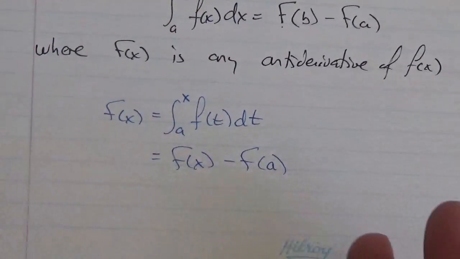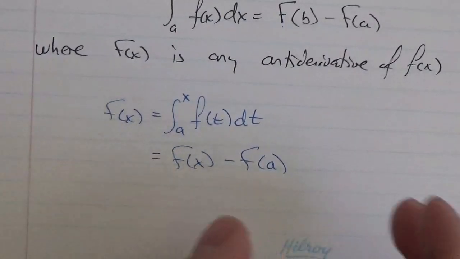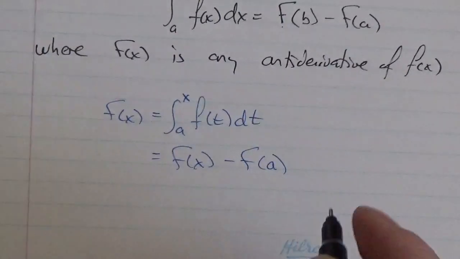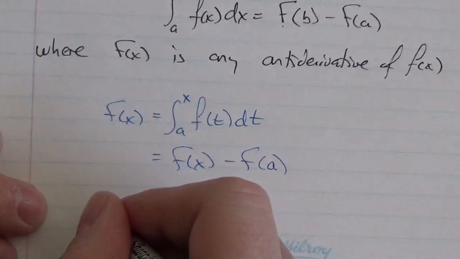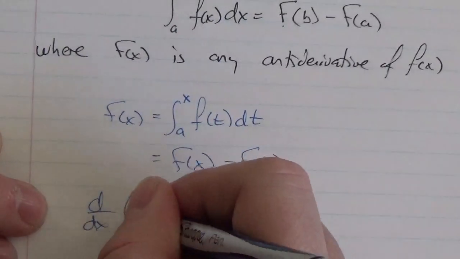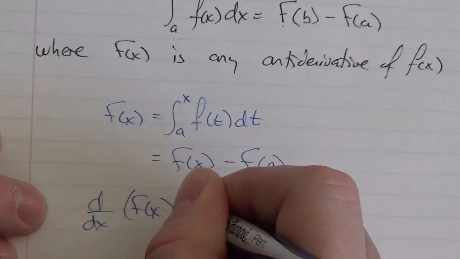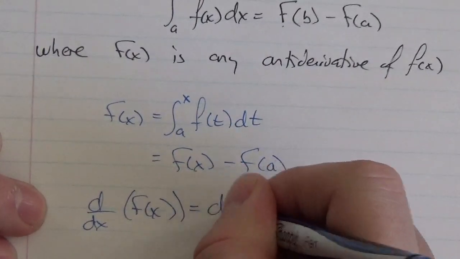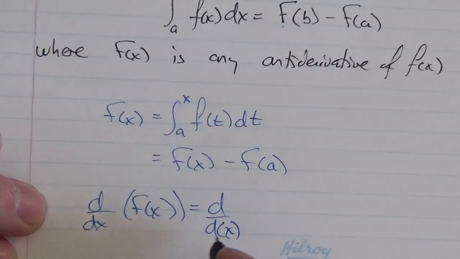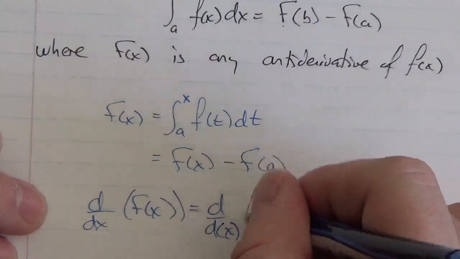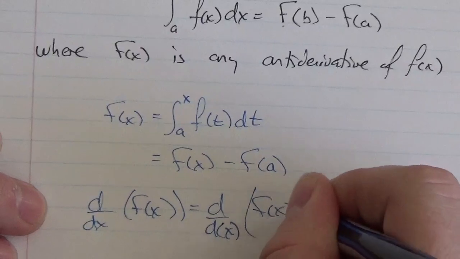Okay, well, I haven't really said anything because we knew that. I mean, we've already done that in the last couple of videos here. But now watch what happens here. If I now take the derivative of this function with respect to x, that is going to be the derivative with respect to x of the right-hand side.